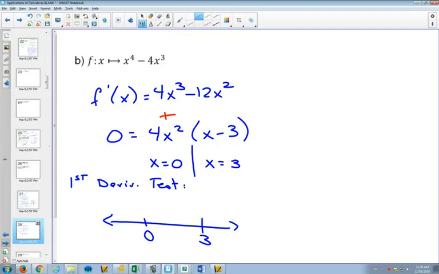And when x is less than 0, it's going to be negative. So this first section is going to be negative, meaning our function is decreasing. Between 0 and 3, what are we going to find? If you plug in 2, x minus 3 is still going to be negative, so it's still going to be decreasing. And after 3, now this factor is going to be positive. So now this is increasing.